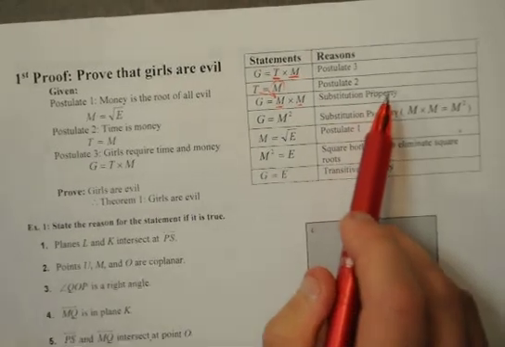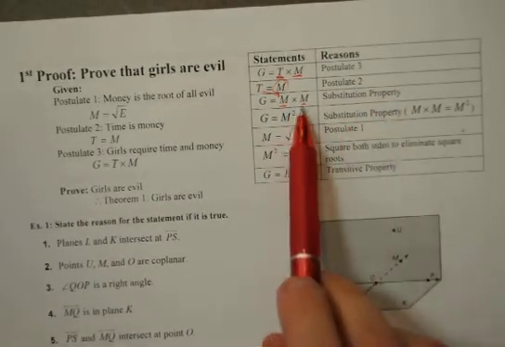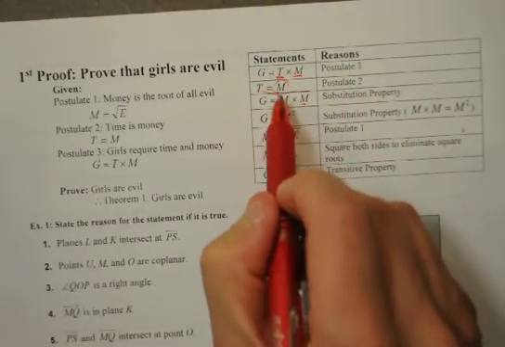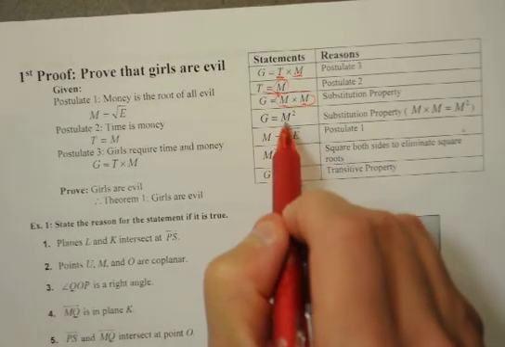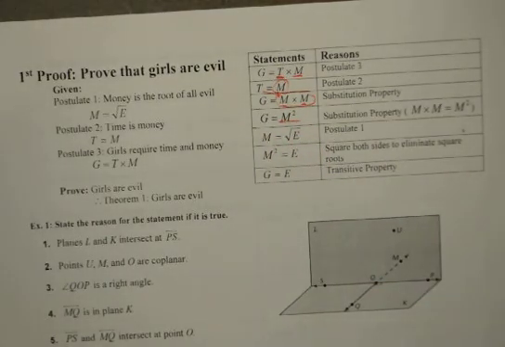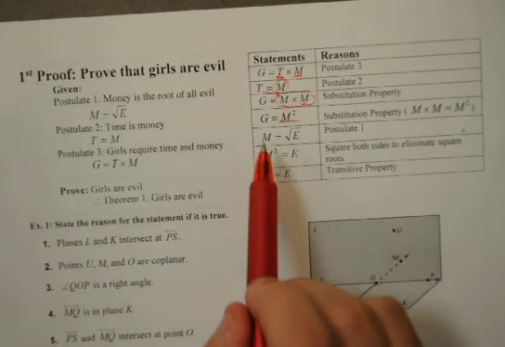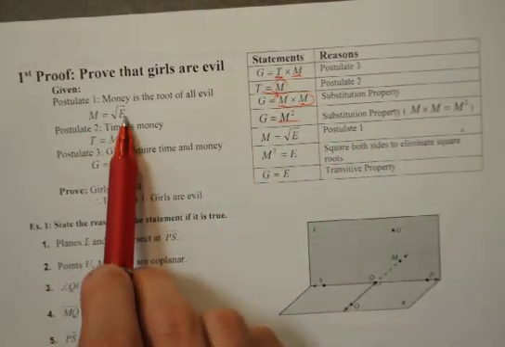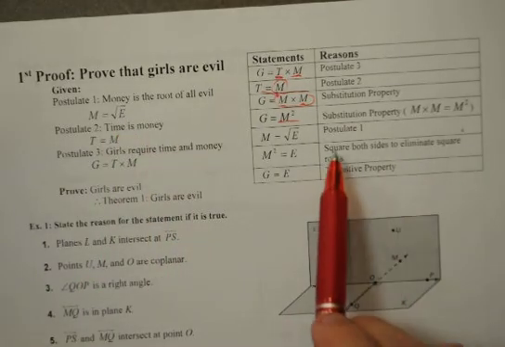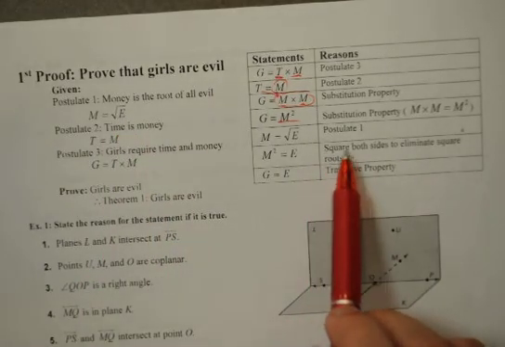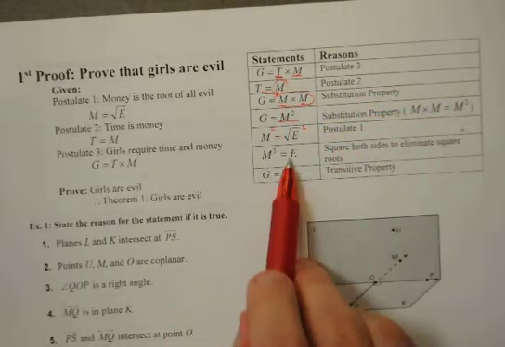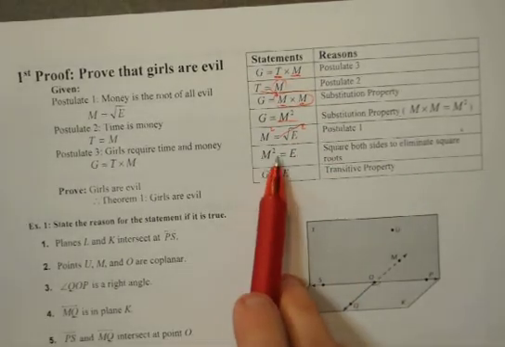And then we would all agree from algebra, substitution property, that m times m is equal to m squared. So we can take this and substitute for this. M times m equals m squared. Then we can bring in this truth, so I can say this because of postulate 1. Remember postulate 1? Money equals the root of all evil. And then this is an accepted truth of algebra. If you square both sides, this cancels off. So now we're left with money squared equals evil.